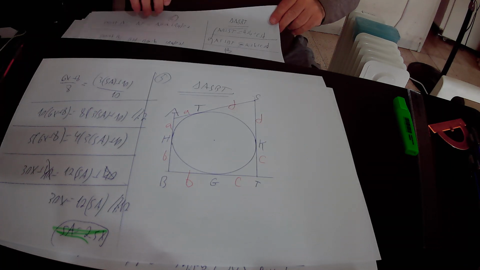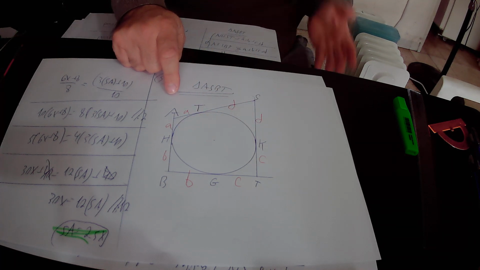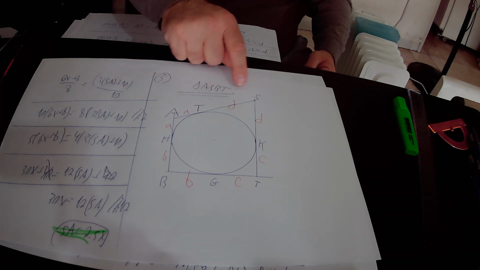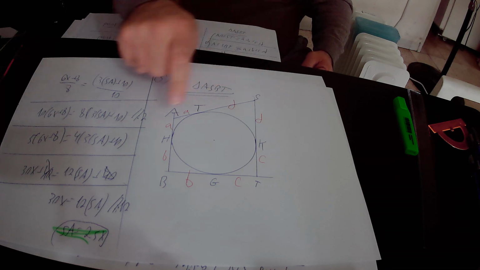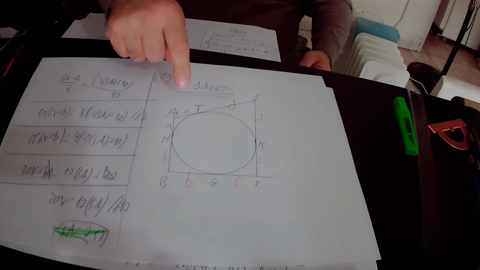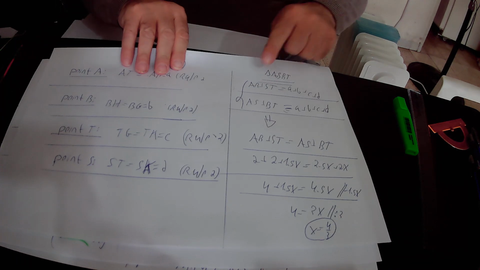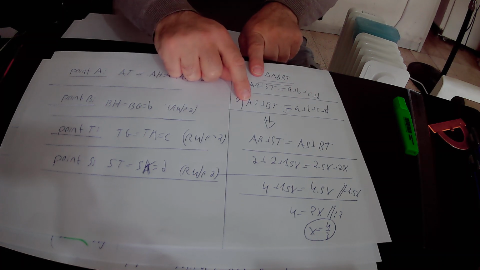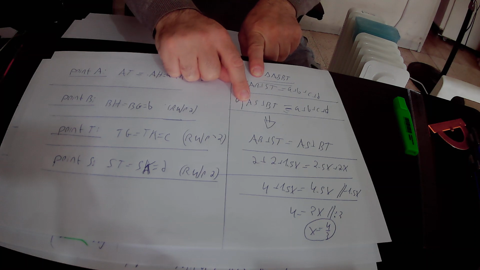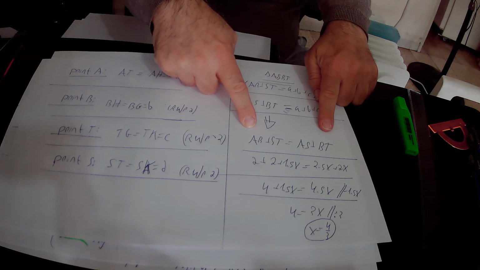Then we add side AS to side BT. It is very easy to see from the drawing that AS plus BT in total equals a plus b plus c plus d. So those two expressions are both equal to a plus b plus c plus d, therefore they are equal to each other. That is to say, AB plus ST equals AS plus BT.